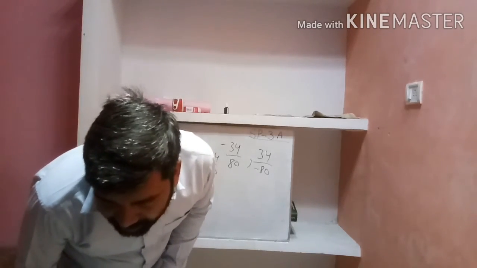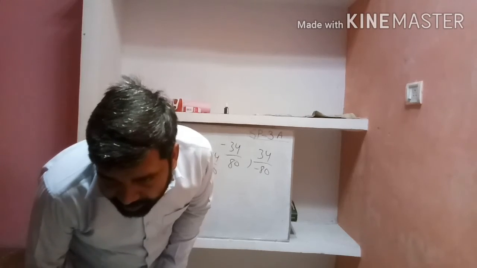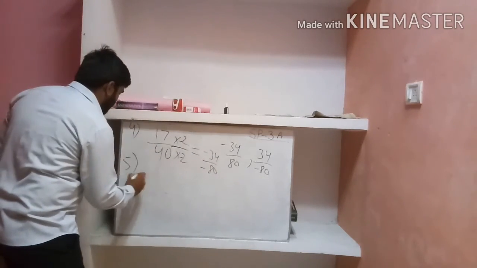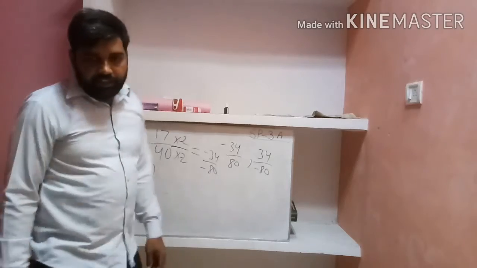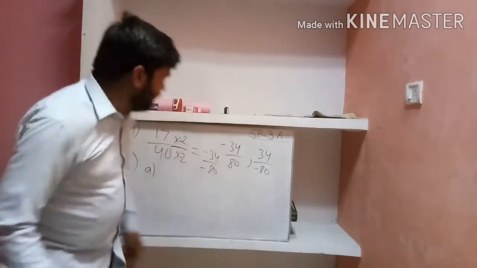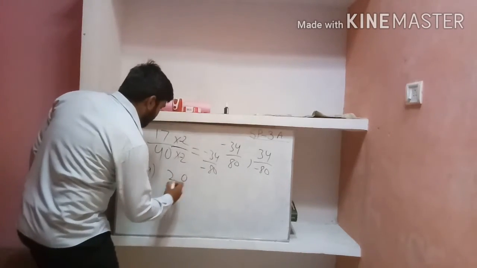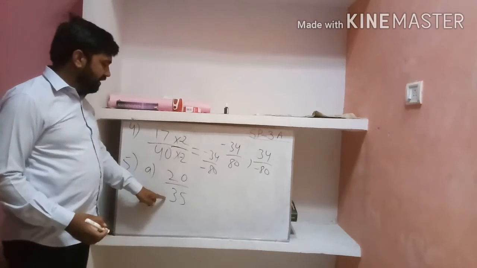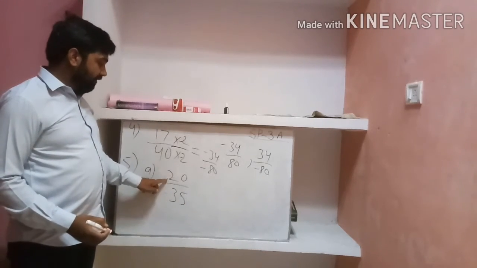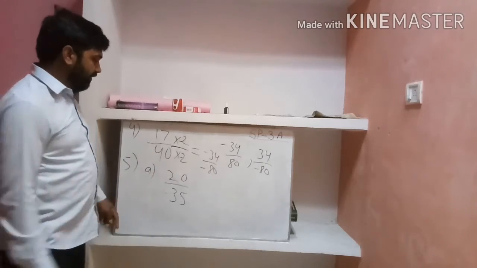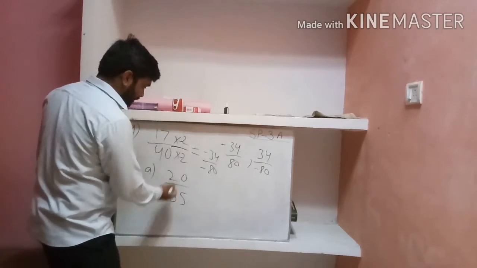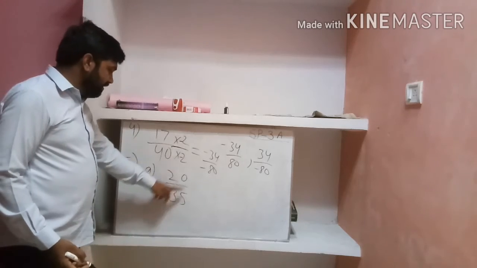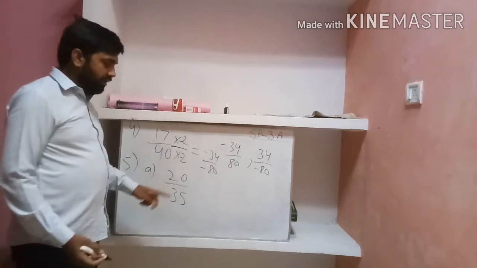Similarly, which of the following rational numbers is in standard form? 20 by 35, minus 18 by 30. So which is the first question you see here? A. 20 by 35 is not in standard form, because there is a factor which can divide both 20 and 35. Which number? That is 5: 5 4s are 20, 5 7s are 35. Means if you get the HCF of p and q other than 1, this means it is not in standard form.